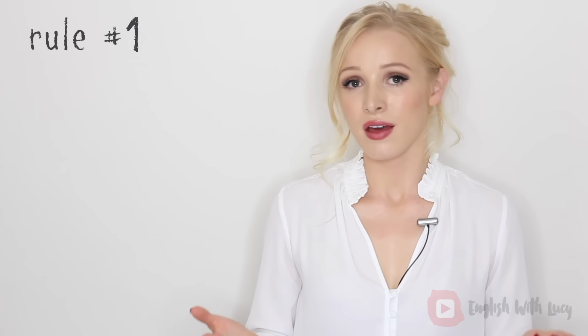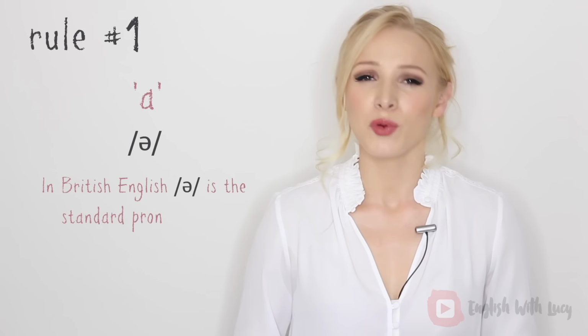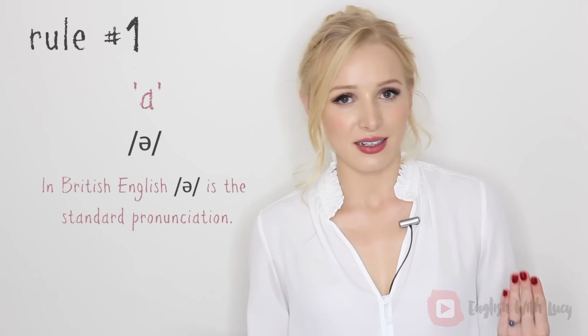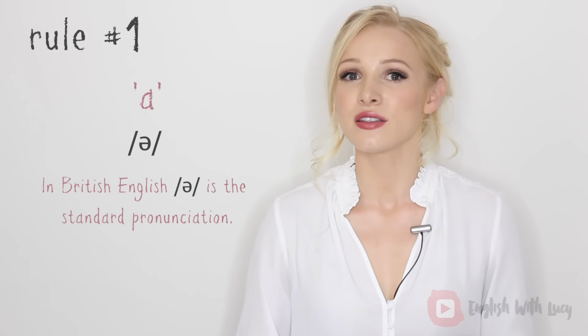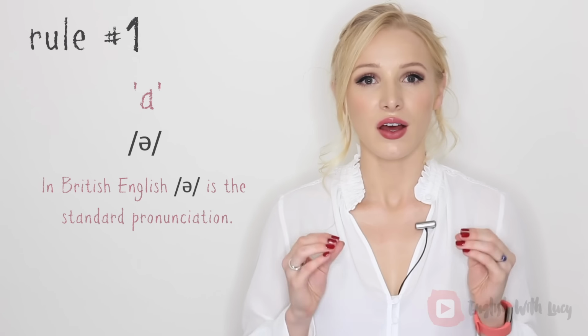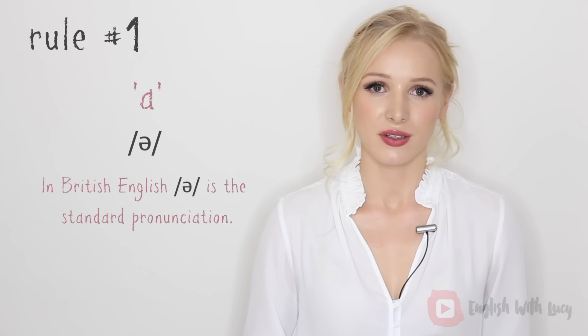A, an and the may seem like very simple words, but you would be amazed at how many mistakes are made with these words. Let's talk about a first. In British English, the standard, most common pronunciation of a is a. This is the schwa sound.